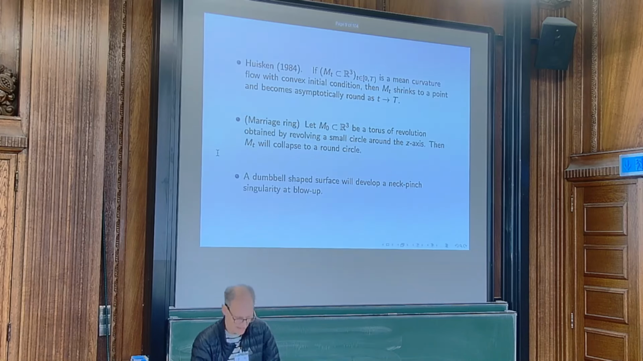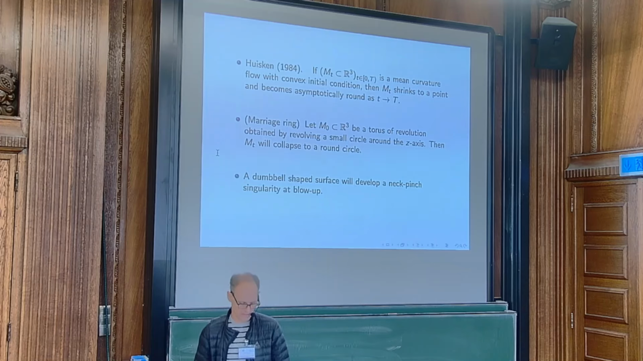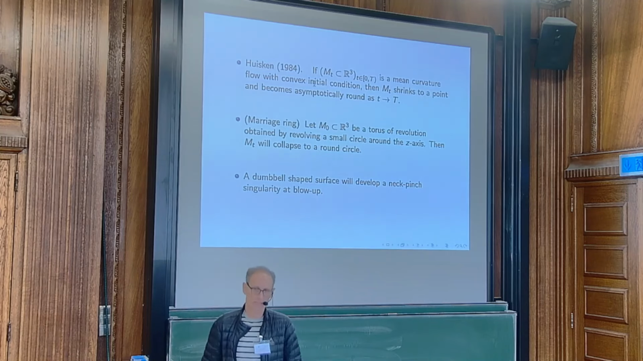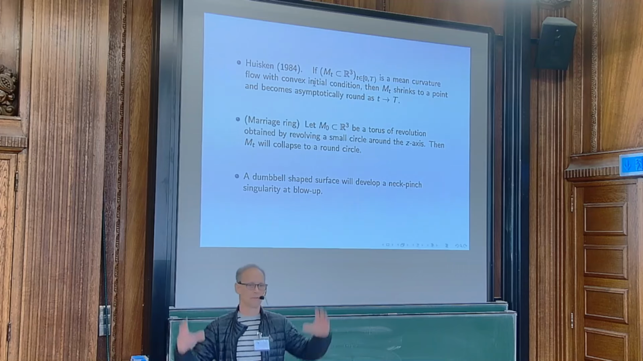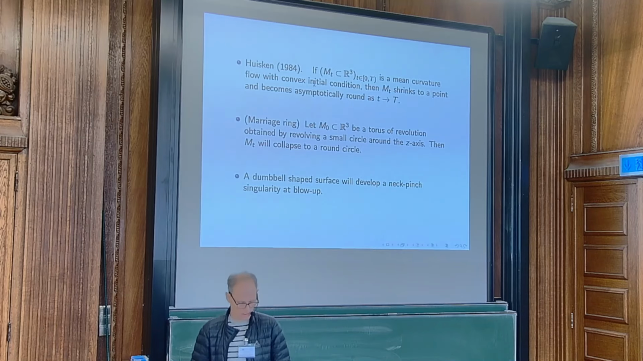All right, so let's go back up to dimension 3. So Huisken showed that you have similar behavior for convex surfaces. Okay, so if you take mean curvature flow with convex initial condition, say a compact convex surface, then you see the same thing. It blows up in finite time, shrinks down to a point, and becomes asymptotically round. Now, if you drop the convexity assumption, things start to get more complicated.